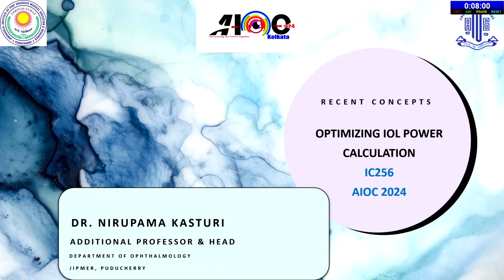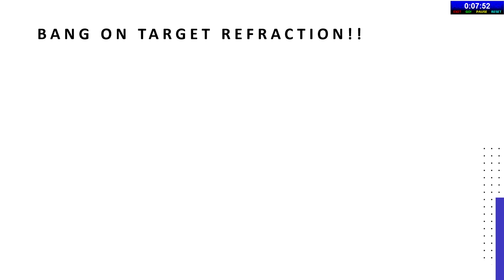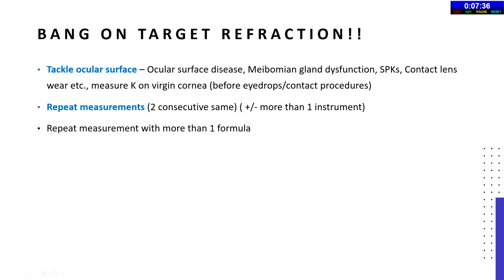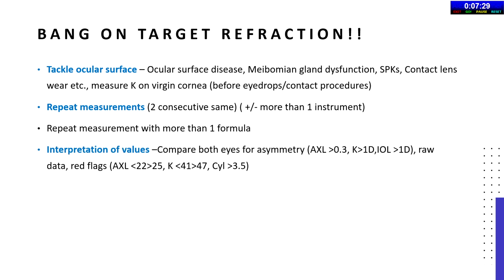A very good morning. After all those wonderful insights on optimizing IOL power calculation, I'm happy to sum it all up and give some take-home pearls. So to get the bang-on target refraction, the first and foremost, as we all discussed, was to tackle the ocular surface, treat any dry eye, and measure the keratometry on virgin cornea before application of any eye drops or contact procedures. When in doubt, always repeat measurements with more than one device and also with more than one formula.